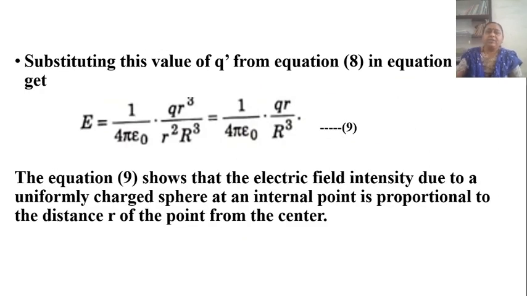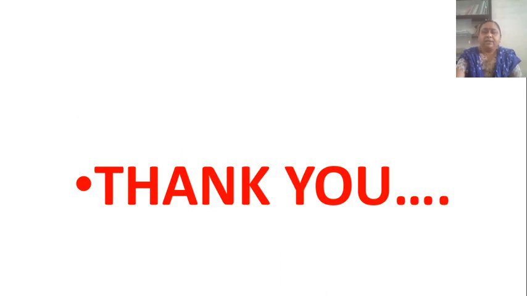So putting the value of q dash from equation 8 in equation 7, we get E equal to 1 upon 4 pi epsilon 0 times q r cube upon r square into R cube, which equals 1 upon 4 pi epsilon 0 into q r upon R cube. Equation 9 shows that the electric field intensity due to a uniformly charged sphere at an internal point is proportional to the distance r from the center. Thank you.